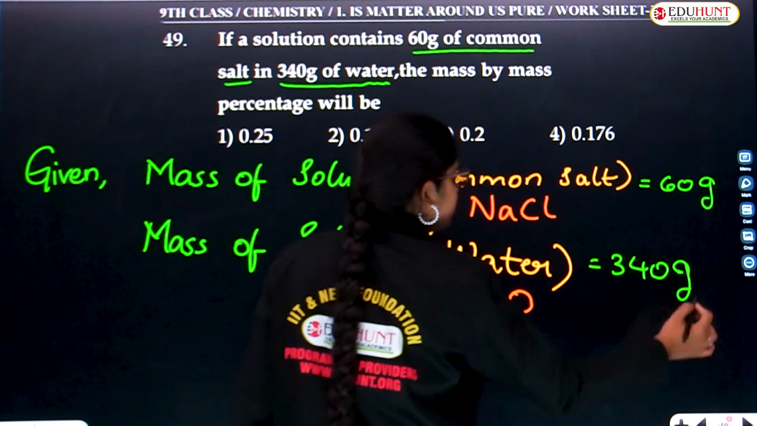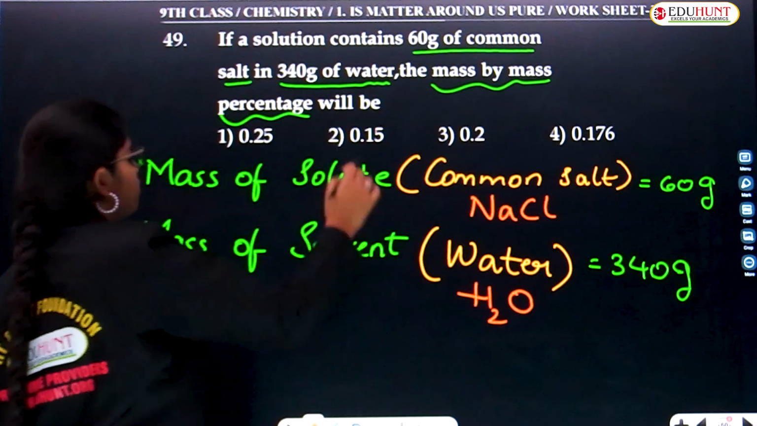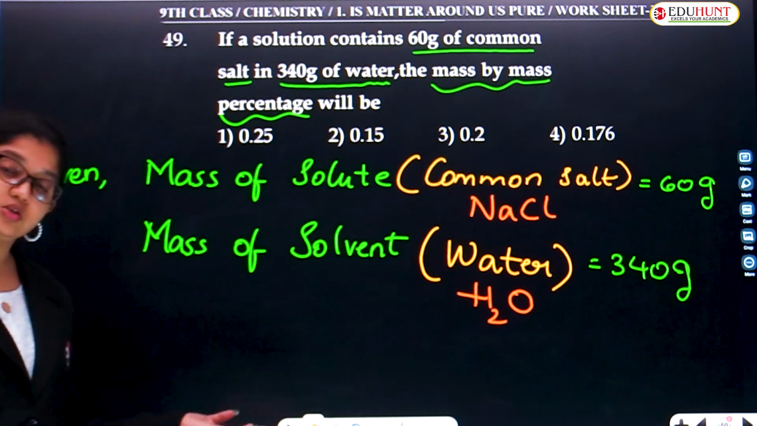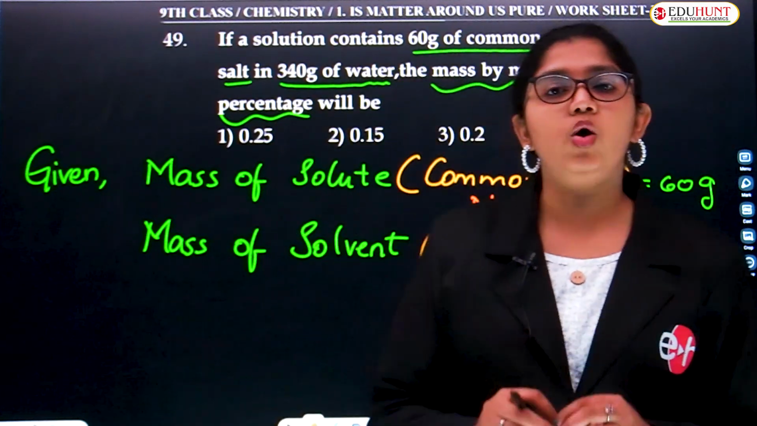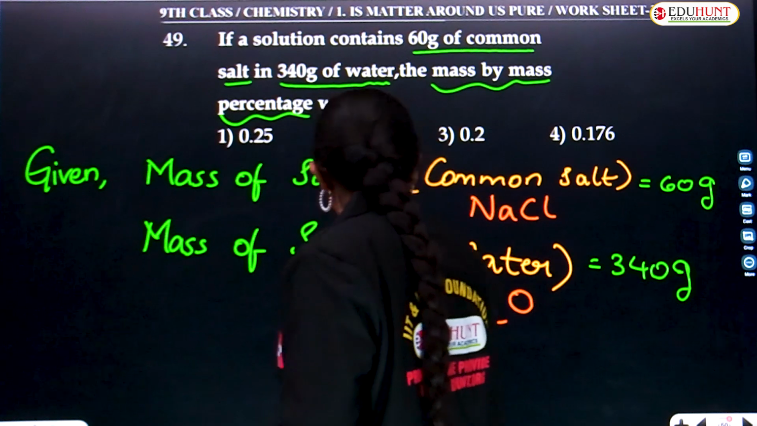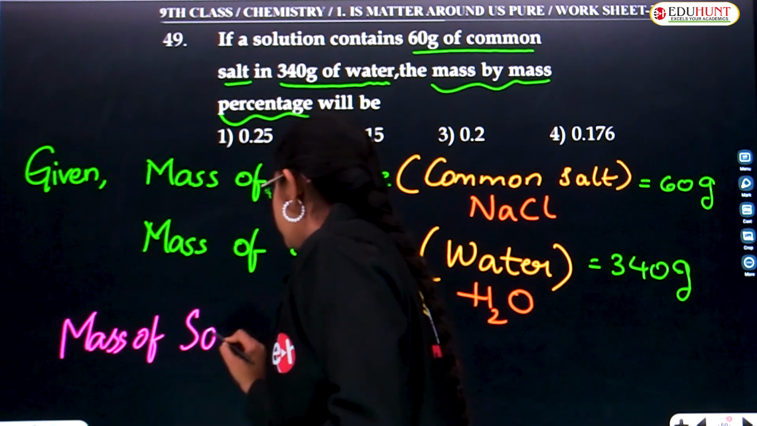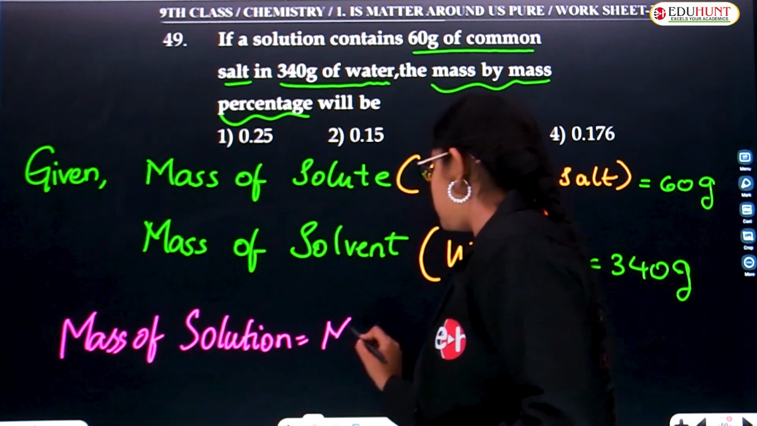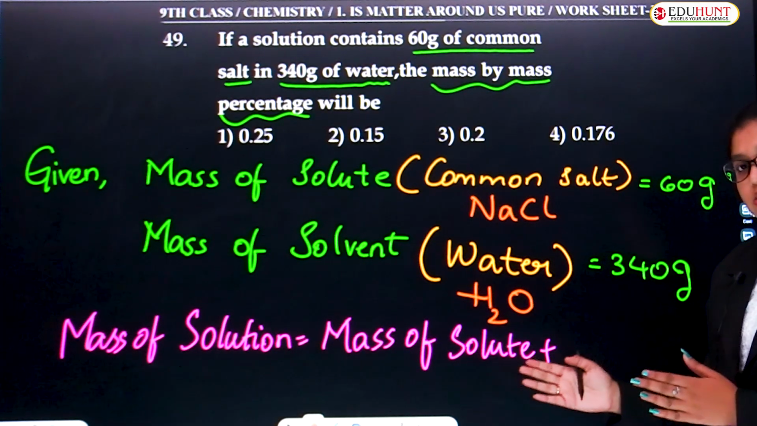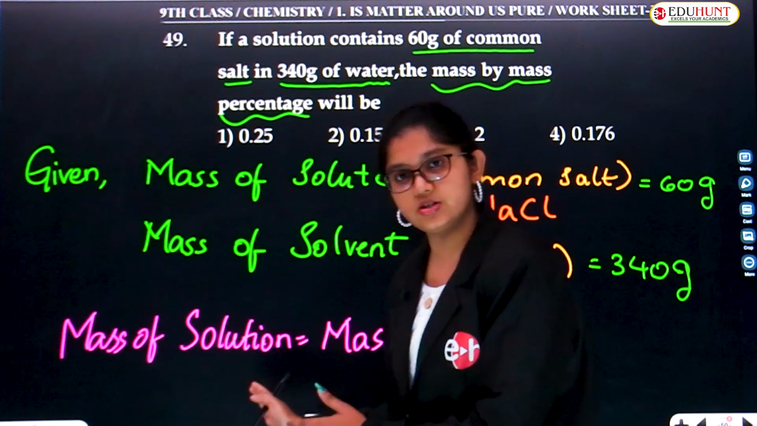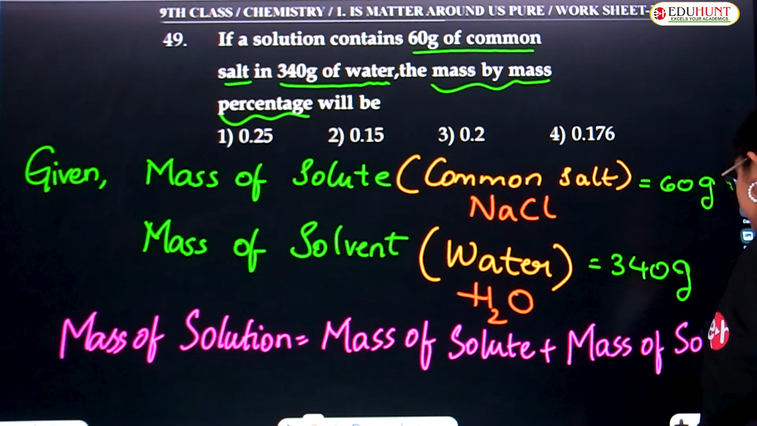Now we have here how much? 340 grams. Right? Correct? Yeah. So now we have to find out the mass by mass percentage. What is the formula, children? Mass by mass percentage? Mass of solute by mass of solution. Okay. So if we want to calculate mass of solute by mass of solution, we have to first find out what is the mass of solution. As we know the formula, mass of solution is equals to mass of solute plus, come on, tell me, solution is equals to solute plus solvent, right? So mass of solution is equals to mass of solute plus mass of solvent. Right? Okay.